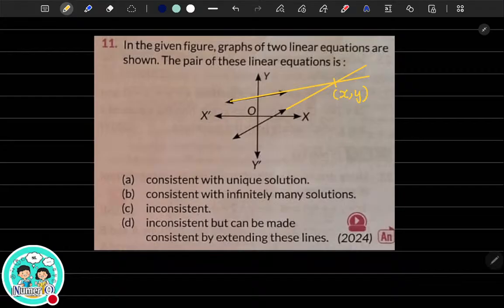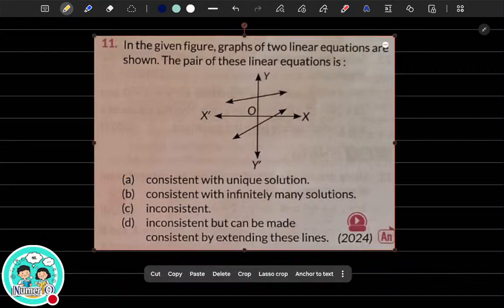So what should be the answer? The given pair of linear equations is consistent with a unique solution. Okay, these are consistent with a unique solution.